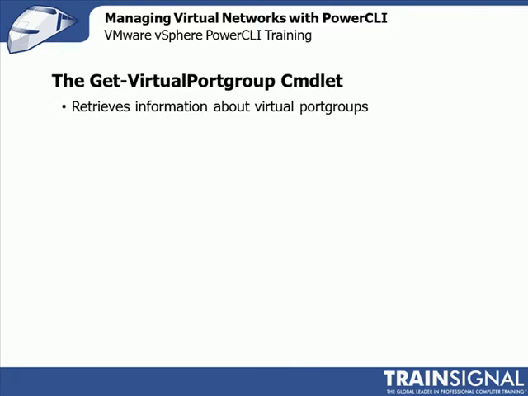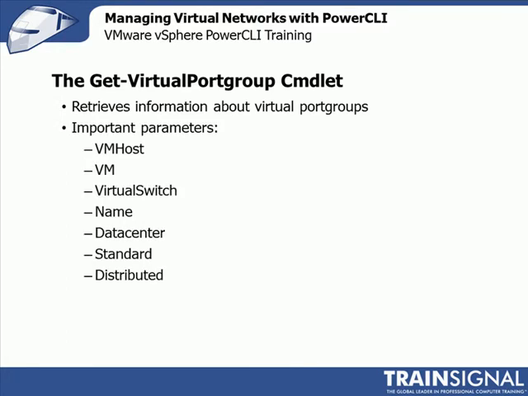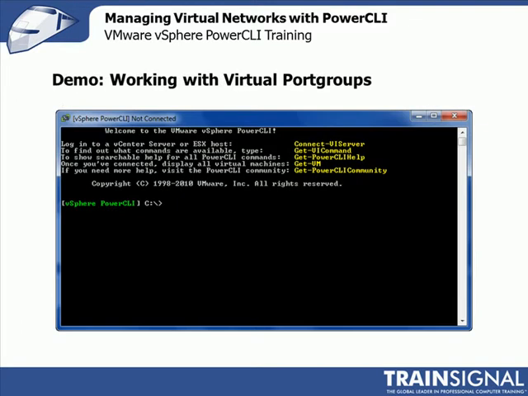Let's go into more detail about the Get-VirtualPortGroup commandlet. It has many parameters. Here are some of the most important ones: VMHost, VM, VirtualSwitch, Name, Datacenter, Standard, and Distributed. So all of these are filters. That makes it really flexible if I have a large list of things and I need to narrow it down to a smaller body. So let's check out these virtual port groups and see where we go from there.